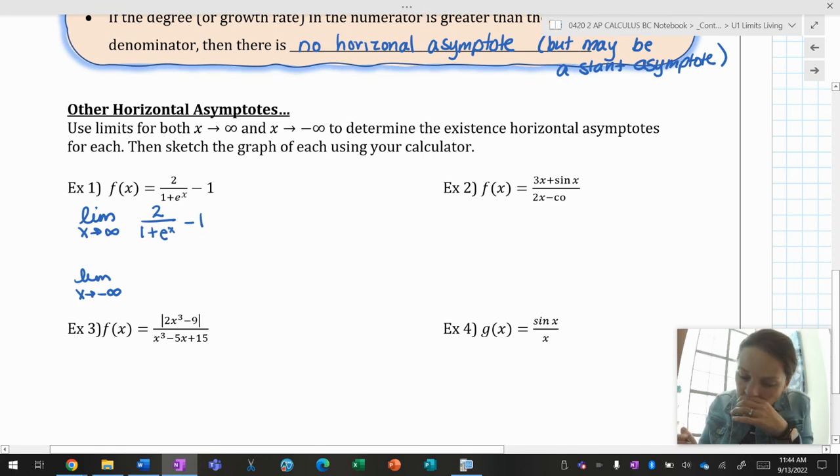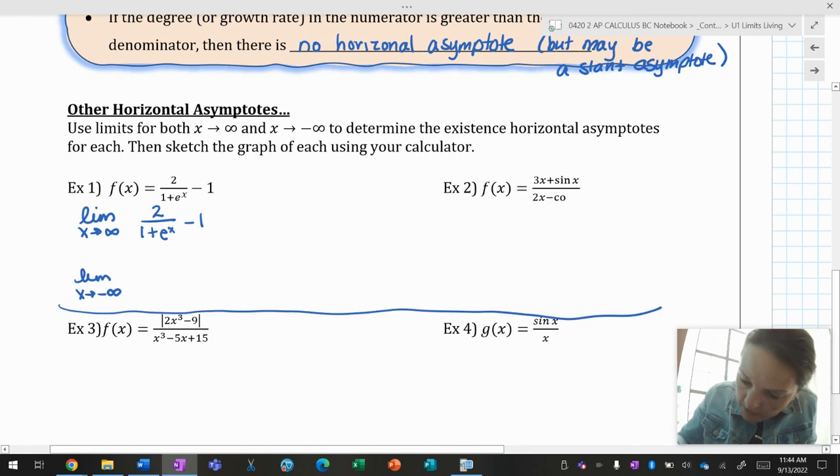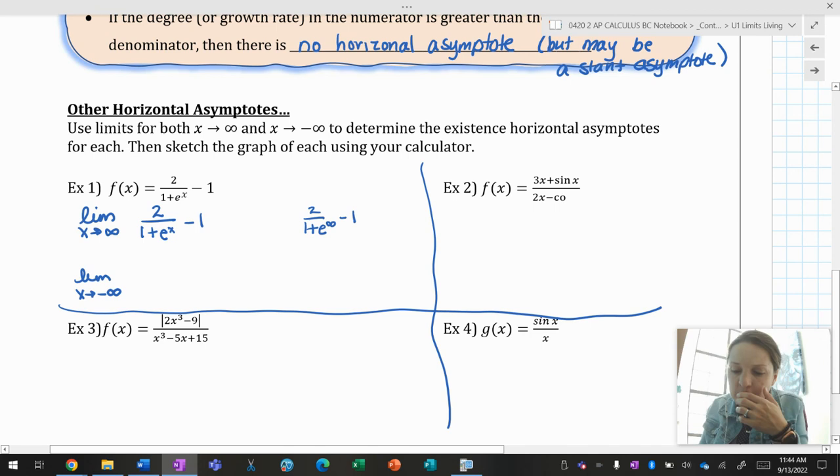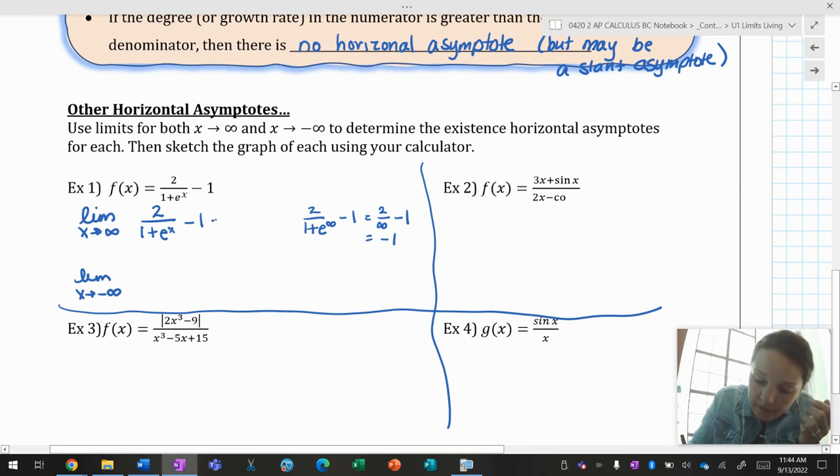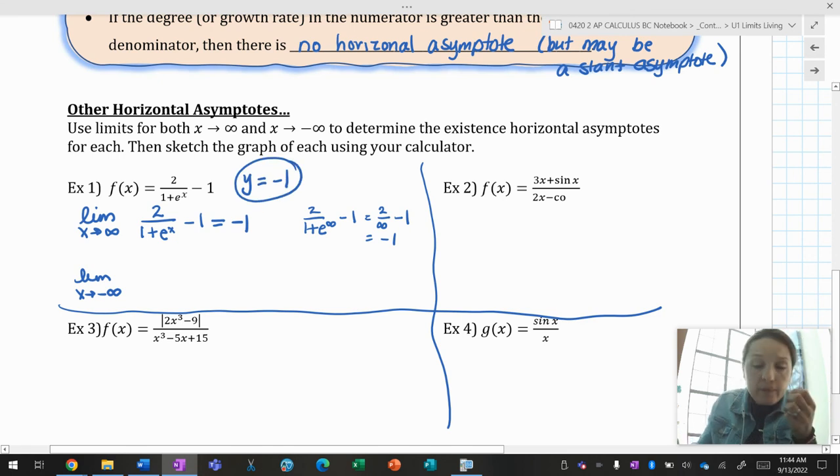Well, let's see. If I plug in infinity for x, I'm going to just do my nebulous work off to the side here. If I plug in infinity, I have 2 over 1 plus e to the infinity, minus 1. Well, e to the infinity is gigantic. 2 divided by a gigantic number is 0. 0 minus 1 is negative 1. So y equals negative 1 is one of my horizontal asymptotes.